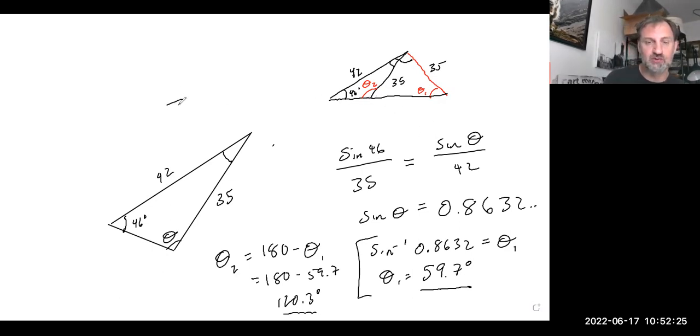So this is an ambiguous case where there's actually two whole different sets of solutions in terms of what theta could be, what phi would be, and what x would be. So those three values would be different for each of the two triangles. And that's called the ambiguous case in the law of sines.